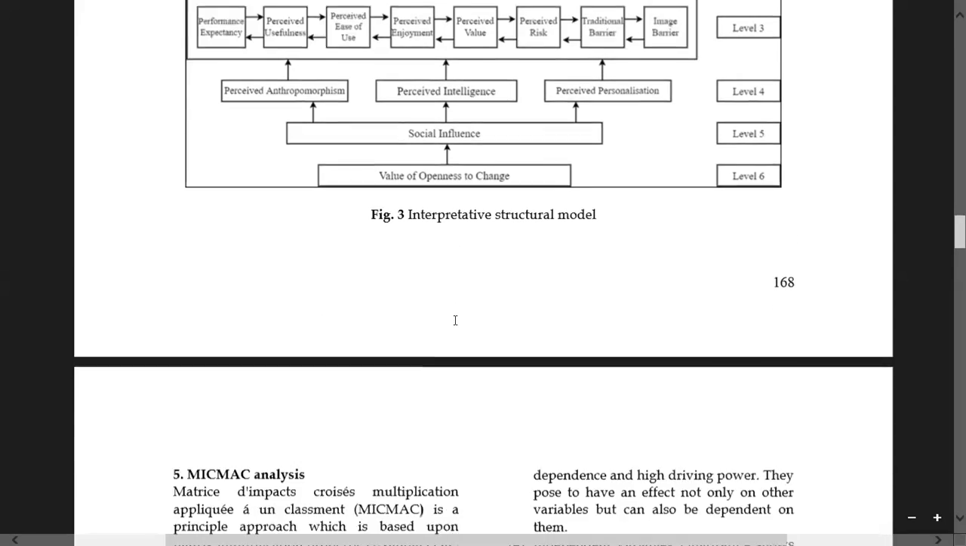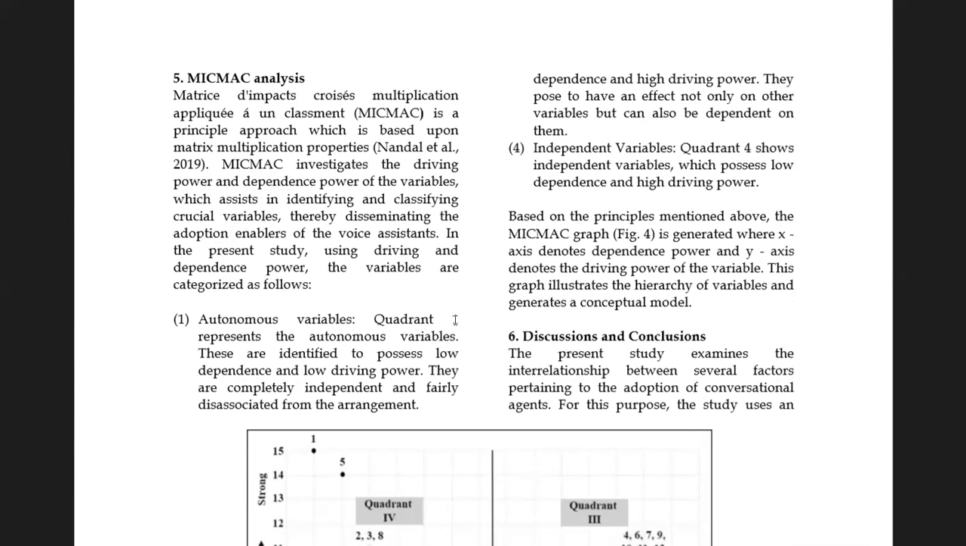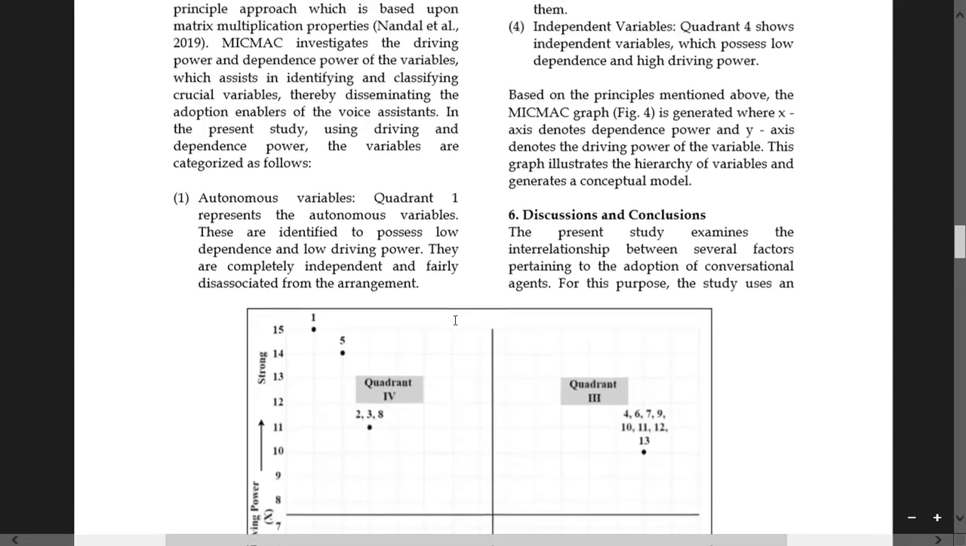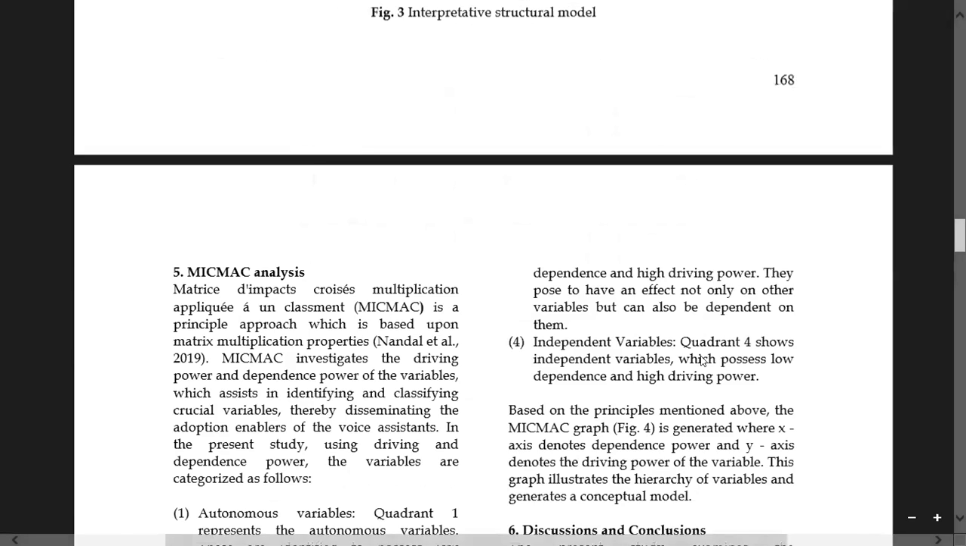Now there is a diagram to be made that is called the MICMAC. It's a French word. Matrices d'impacts croisés multiplication appliquée à un classement. So this is a French word, MICMAC. MICMAC means we make a diagram. Now how to make the diagram? For the diagram, what we will do is simply get the row total and the column total. Check this out.